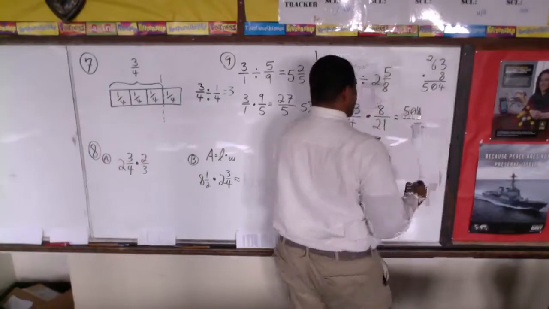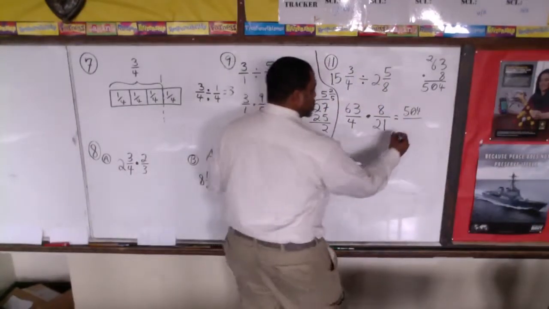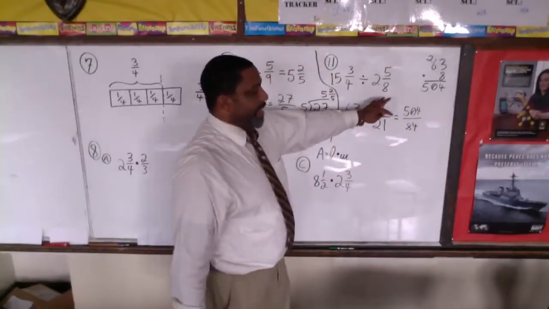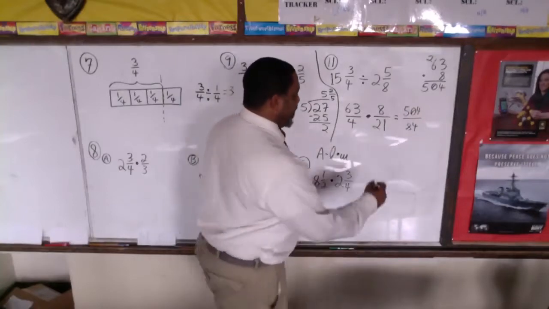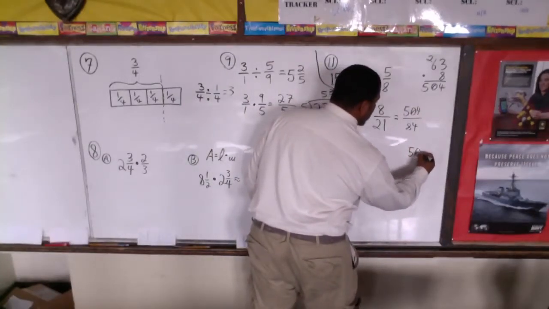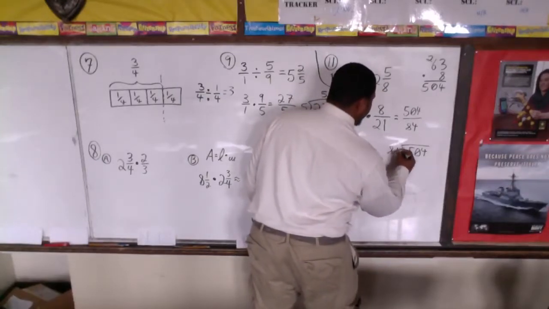4 over 21 times 8. 21 times 4, I can see, is 84. So my quotient is going to be 504/84. I'm definitely going to rewrite that one as a long division problem: 504 divided by 84.